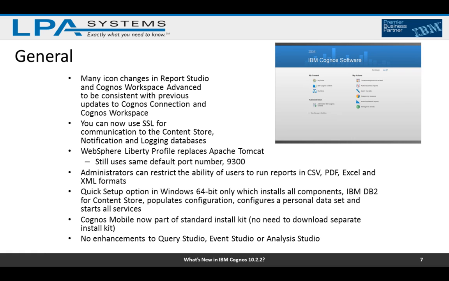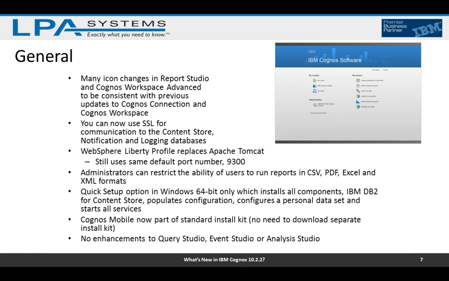And what this does is it installs an instance of DB2. It populates your Cognos configuration, including the connection to DB2. Within that DB2 database, it configures one of these new personal data set databases, which we'll get to in a little bit of detail later. And then it starts all services. So this is sort of an auto installer that includes all of the Cognos components, the content store database management system, and then instantiates the database for your content store as well as for one of these personal data sets, all as one activity.